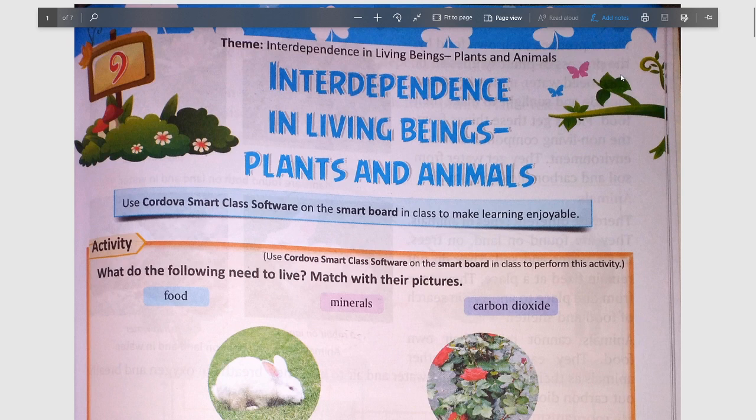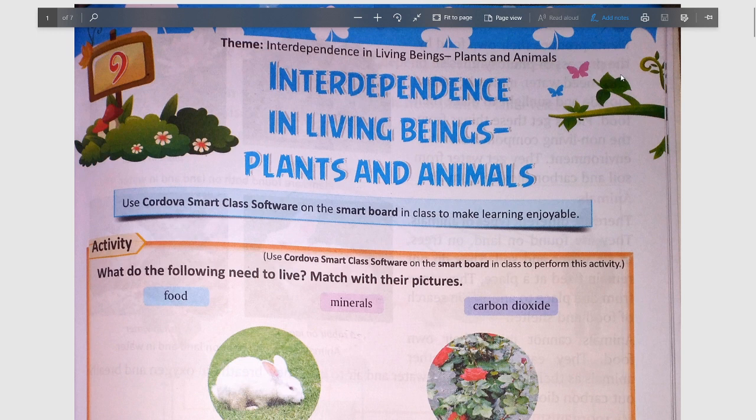Today, I'm going to start the last chapter of the half yearly course, which is chapter 9. The name of the chapter is Interdependence in Living Beings, Plants, and Animals. This chapter is important. Why? Because in this chapter, we will study how animals and plants are interconnected with each other and how they depend on each other for their needs, for their development, and for their growth.